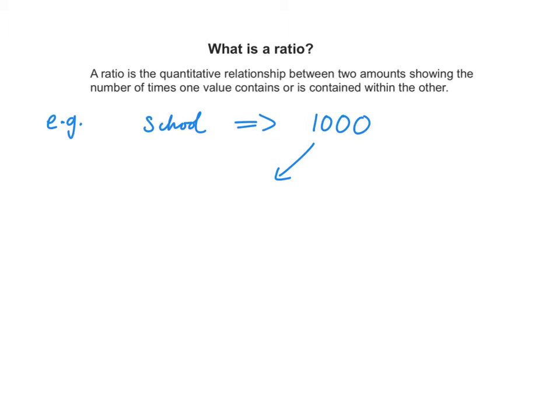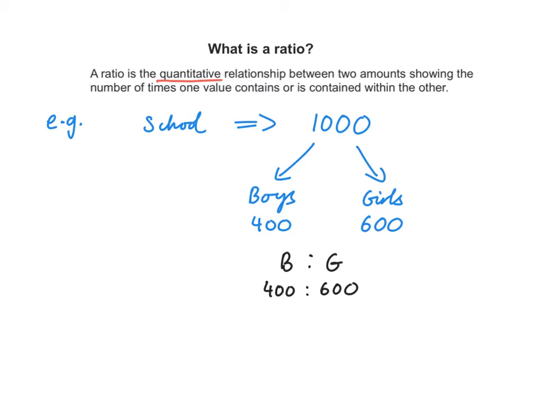let's say 400 are boys and 600 are girls. Now, as we said here, a ratio is the quantitative relationship. Now, if I were to ask you, what is the ratio of boys to girls? Well, that would quite simply be boys to girls is 400 to 600.